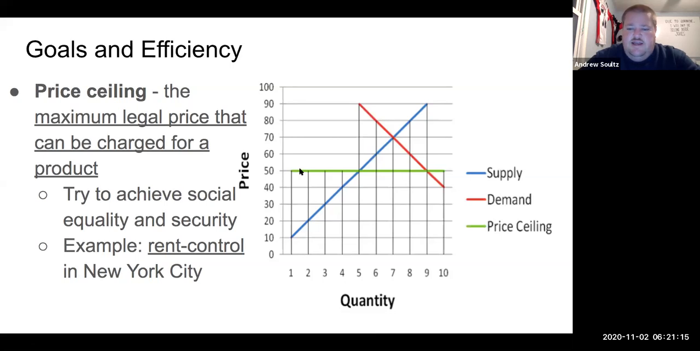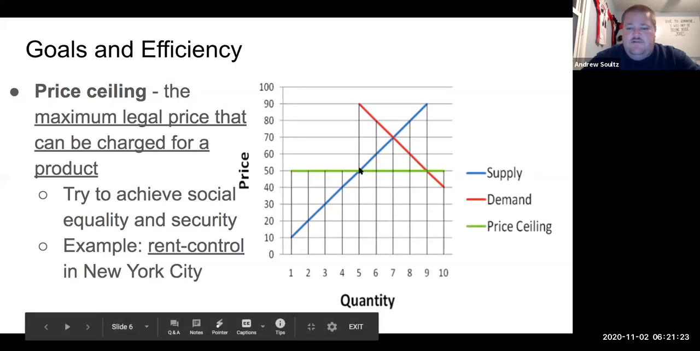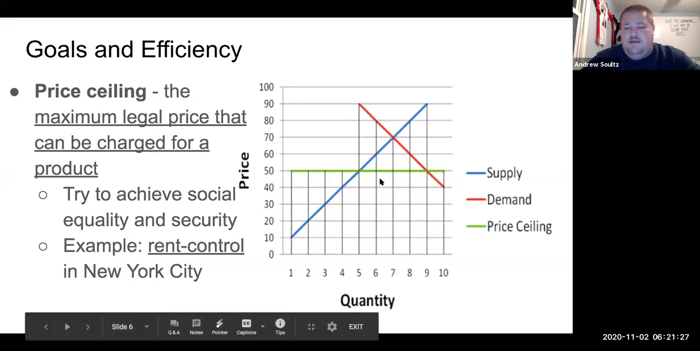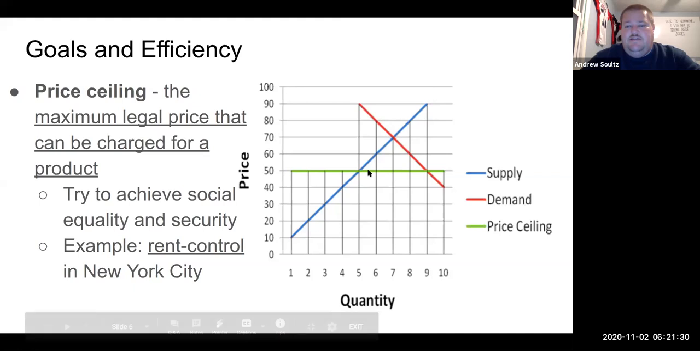So the green line here is this price ceiling. And so they set the price ceiling at $50. Well, let's find the quantity supplied at $50. That's 5. Let's find the quantity demanded at $50. That is 9. So 5 minus 9 is -4. And that means that a price ceiling should always create a shortage. And you could see that in rent control because there is a shortage of apartments.